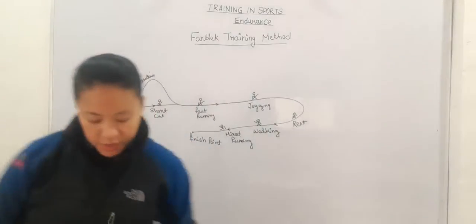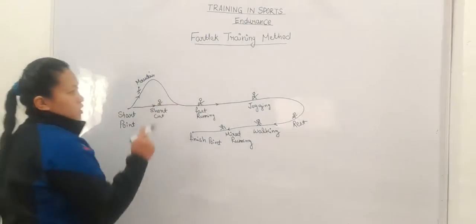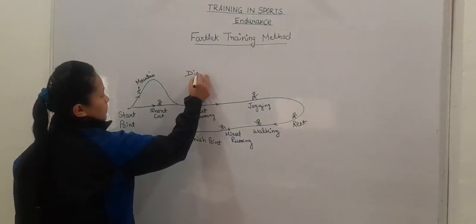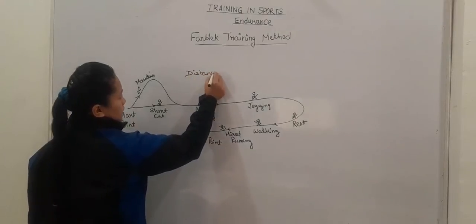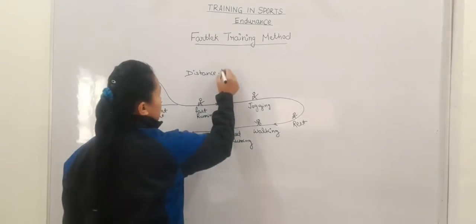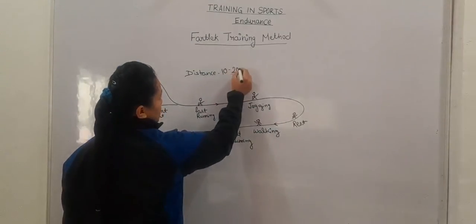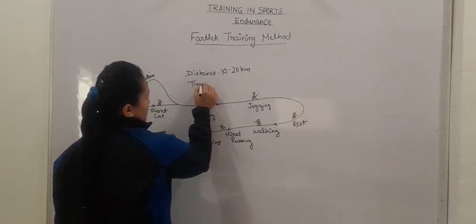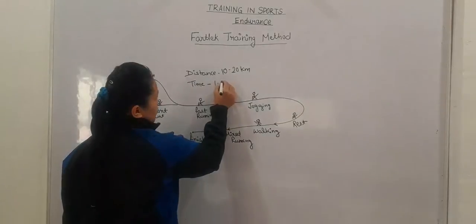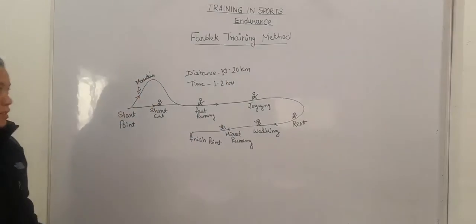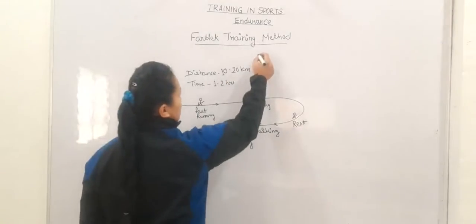Usually the footlift training methods, the distance is kept around 10 to 20 kilometers, and time is kept around 1 to 2 hours. This is about the footlift training methods we perform in the natural environment.